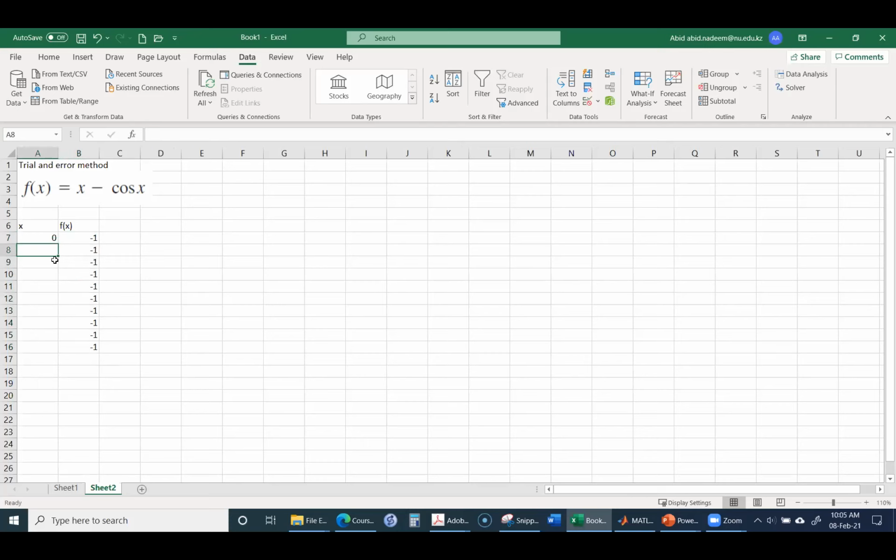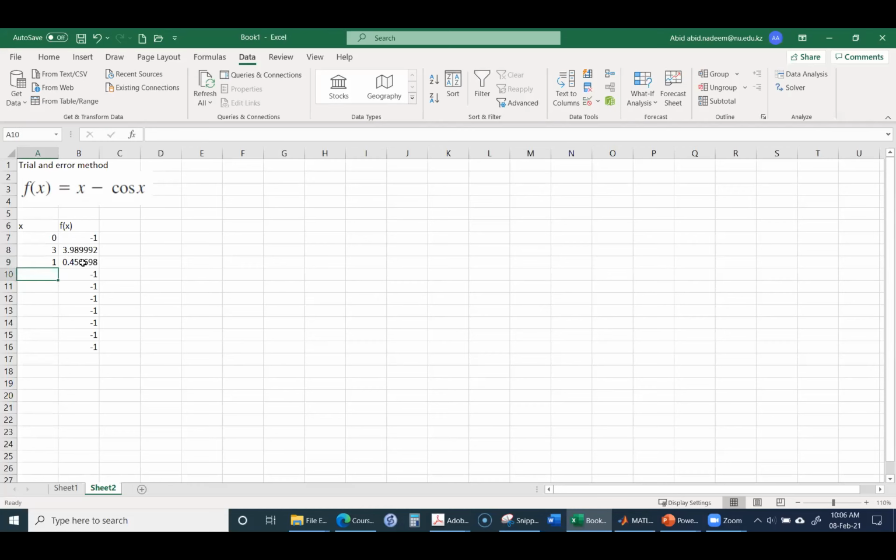So maybe we can put different trials. Besides 0, maybe I can put 3. Now from -1, the value has increased to 3.98. So as I increase x from 0 to 3, the value has gone from a negative value to a positive value. That means in the next trial I should put a lower value of x. So maybe I can put 1.